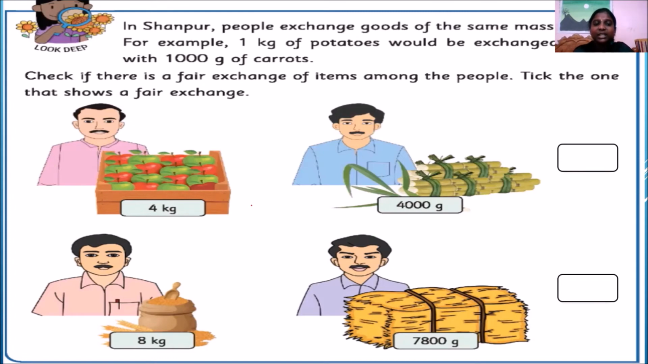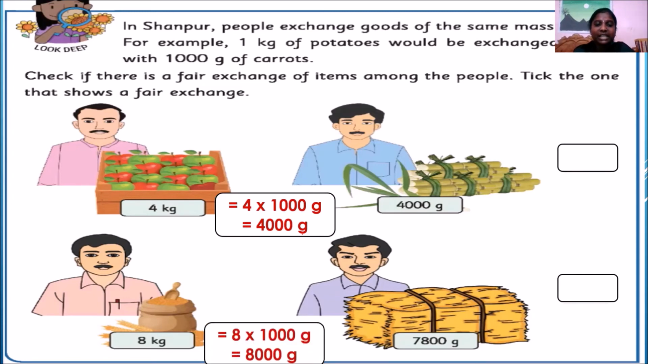To convert the kilogram into grams, come, let's convert the first one. 4 kilogram. We are converting 4 kilogram. What you have to do, children? You just multiply the 1000 with the 4. You got 4000 grams. Next, we are going to convert the 8 kilogram. 8 multiplied by 1000 grams, we got 8000 grams.